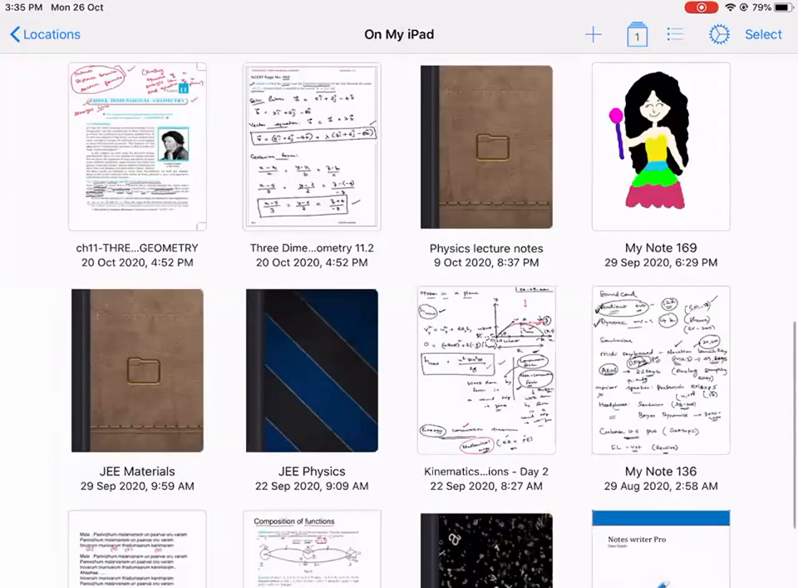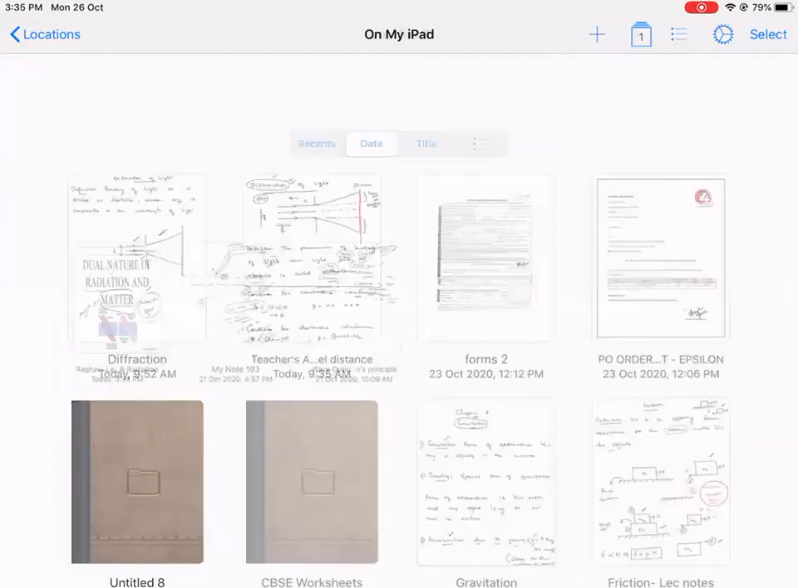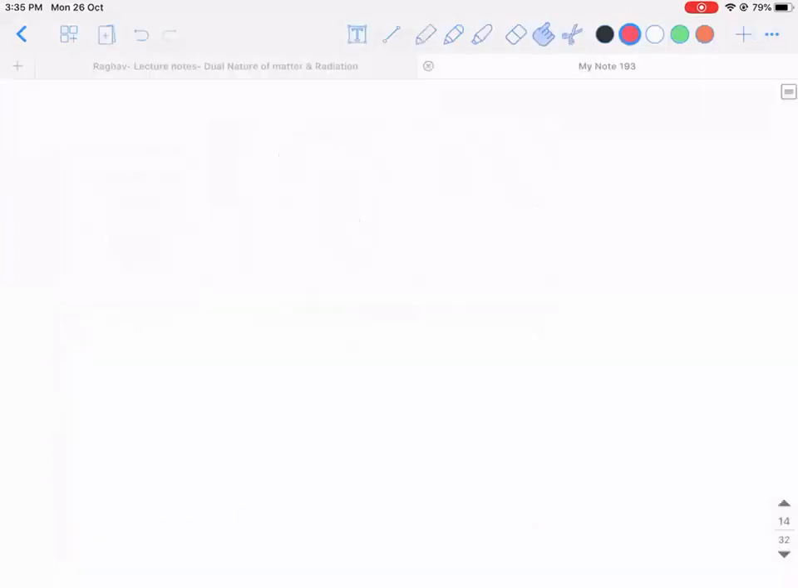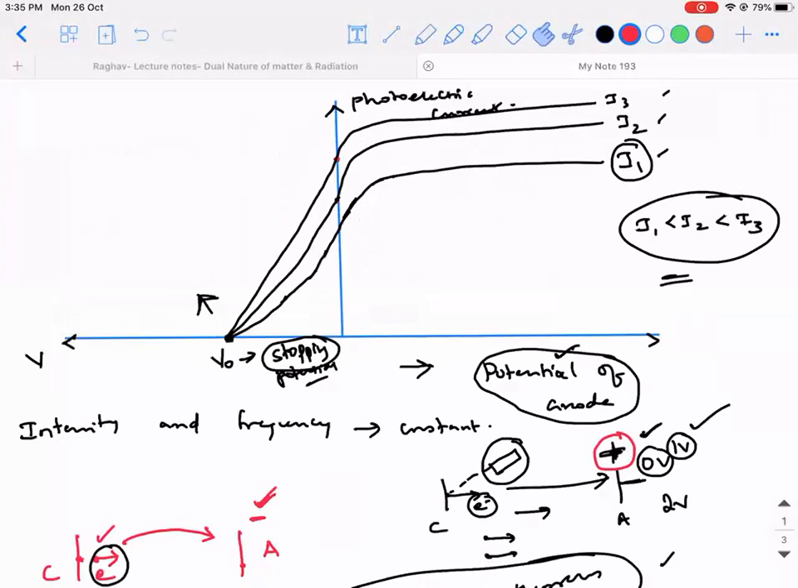Okay, I've deleted the document. Yeah, it is here. Do you guys remember this graph? I told you that when we keep the intensity and frequency constant and vary the potential difference, that is the potential of the anode, you give positive potential, and the graph will start from a non-zero value and increase in such a way that the current will get saturated after a certain point.